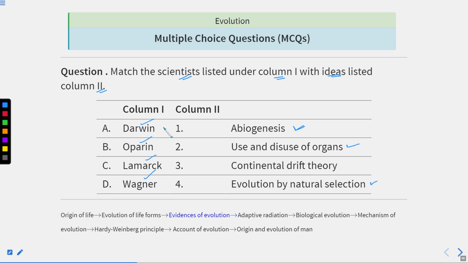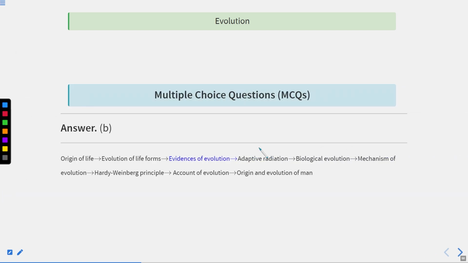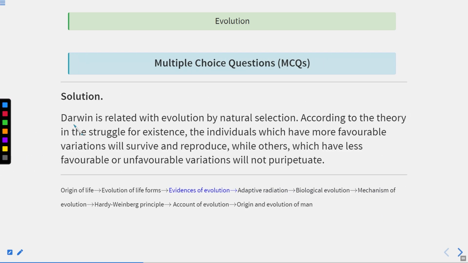So you already know Darwin, he talked about natural selection. Oparin, he talked about the theory of abiogenesis. Lamarck, he talked about the use and disuse of organs. And Wagner, he gave the continental drift theory. So these are the options. You have to select from these A, B, C, and D. So what is the correct answer here? Option B is the correct answer. Okay. Let's have a look at the explanation.